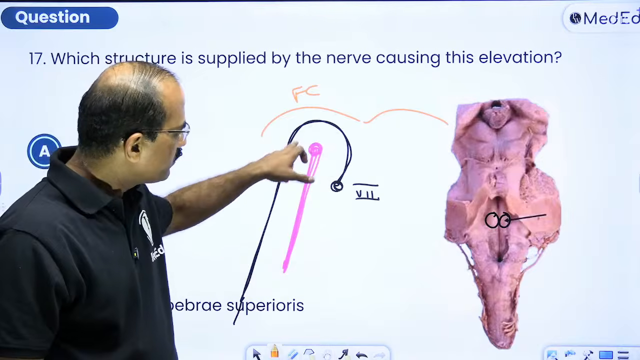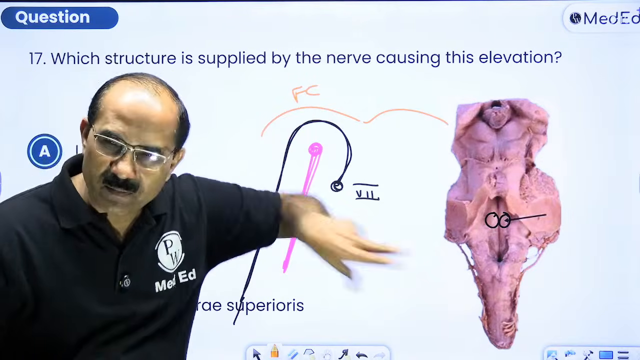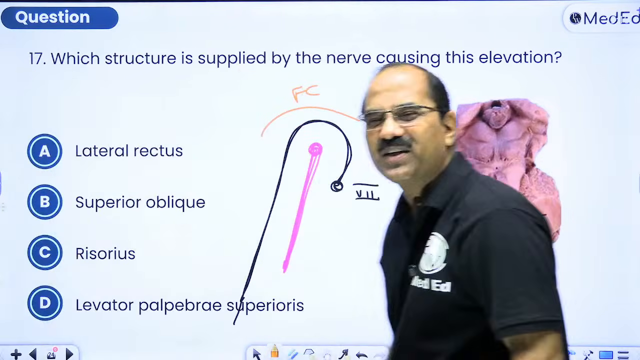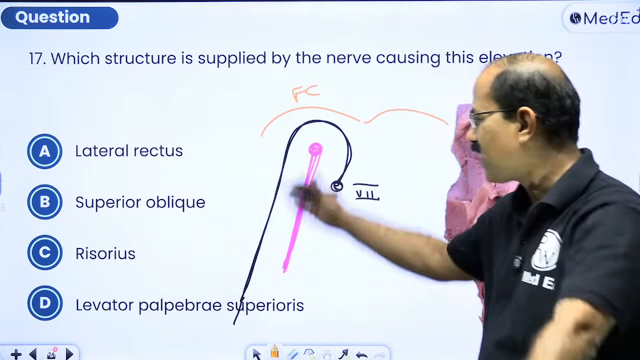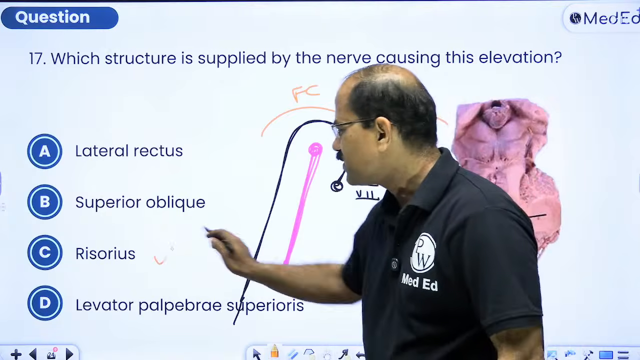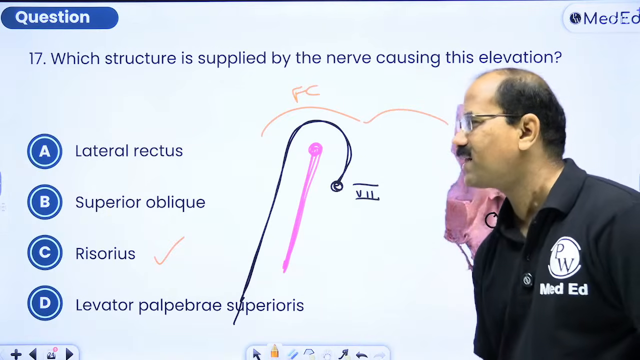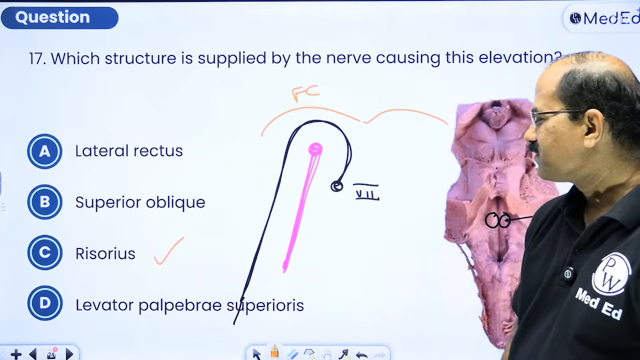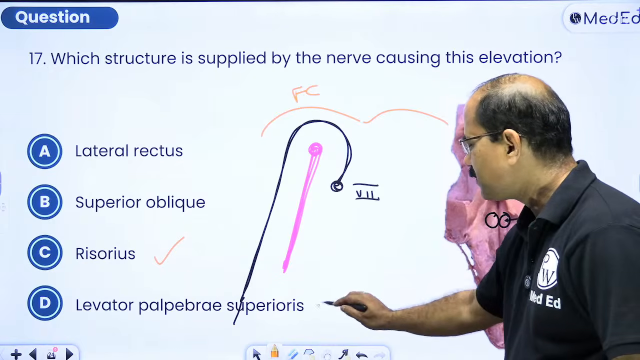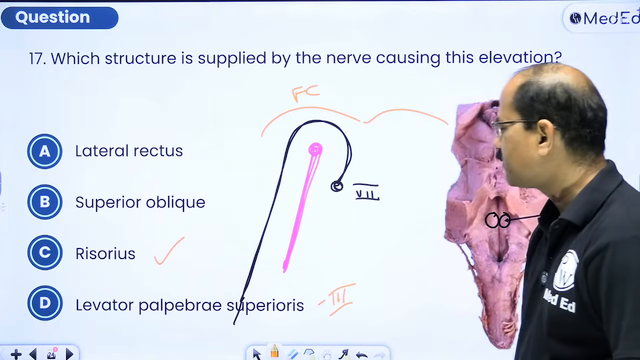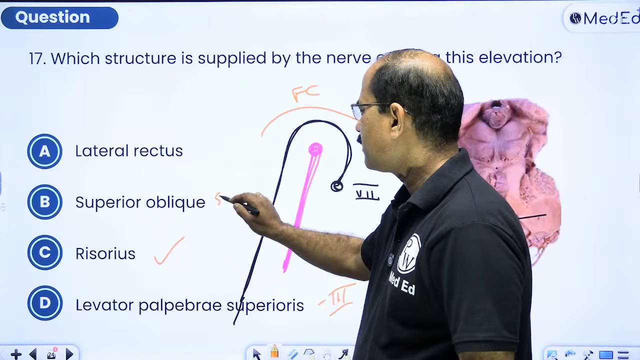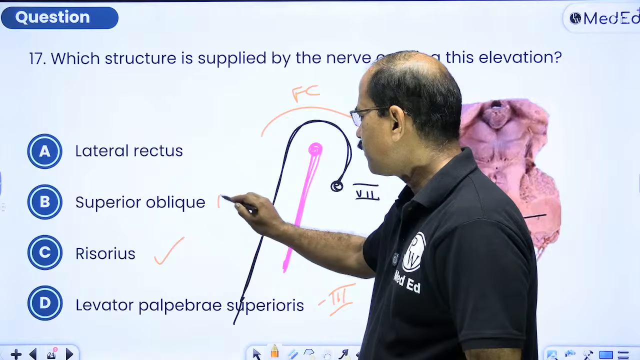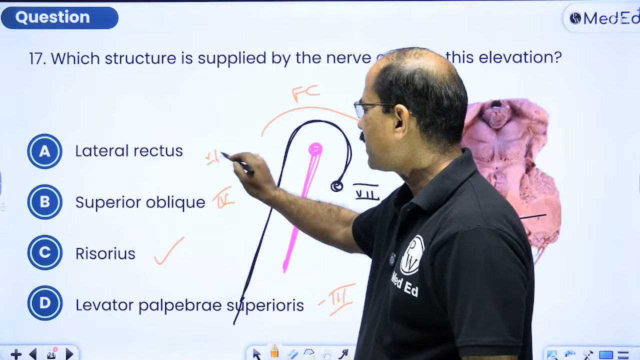If the fibers causing the facial colliculus are damaged, meaning the facial nerve, then the answer for this is going to be orbicularis oculi. Levator palpebrae superioris is supplied by the third nerve. Superior oblique is supplied by the fourth nerve. And lateral rectus is supplied by the sixth nerve.